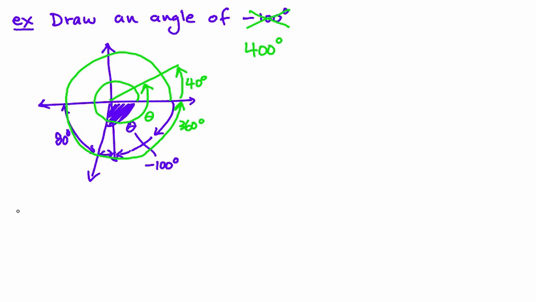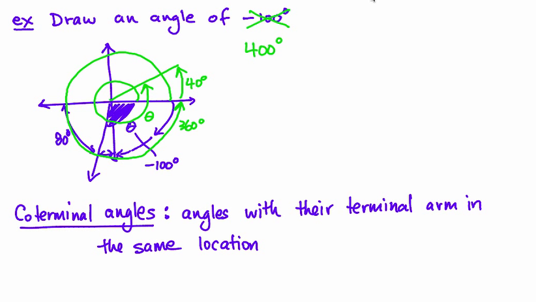And this is a great point to introduce this idea of what's called a coterminal angle. And a coterminal angle is an angle, or actually coterminal angles are angles that have their terminal arm in the same location. So in green above, the angle 400 degrees, which spun all the way around to 360 and then went another 40, is coterminal with the angle of 40 degrees.